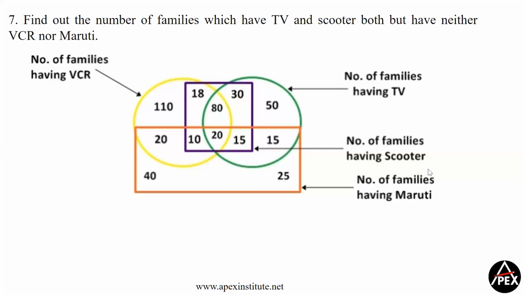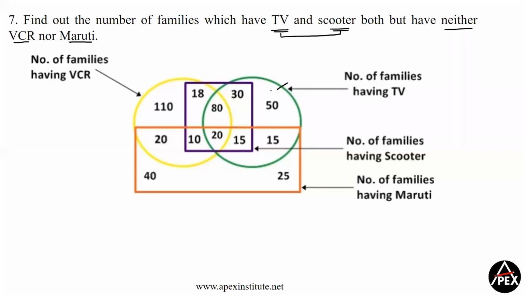Okay. So let's see. Find out the number of families which have TV and scooter, but should not have either VCR or Maruti, isn't it? Okay. Now let's find the intersection between the number of families which have TV and scooter.